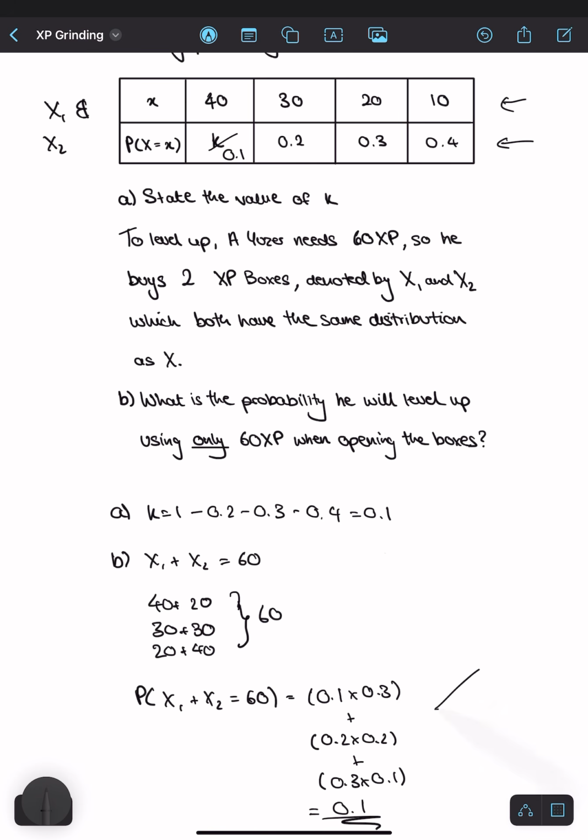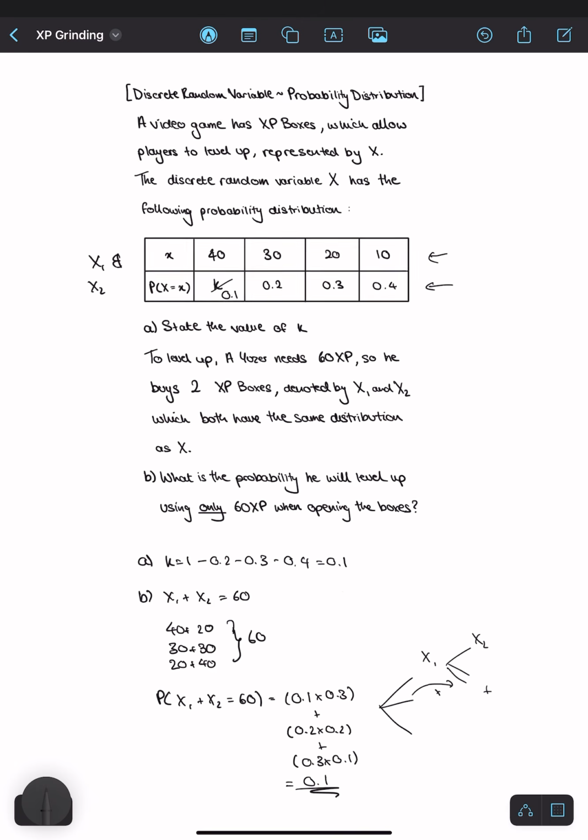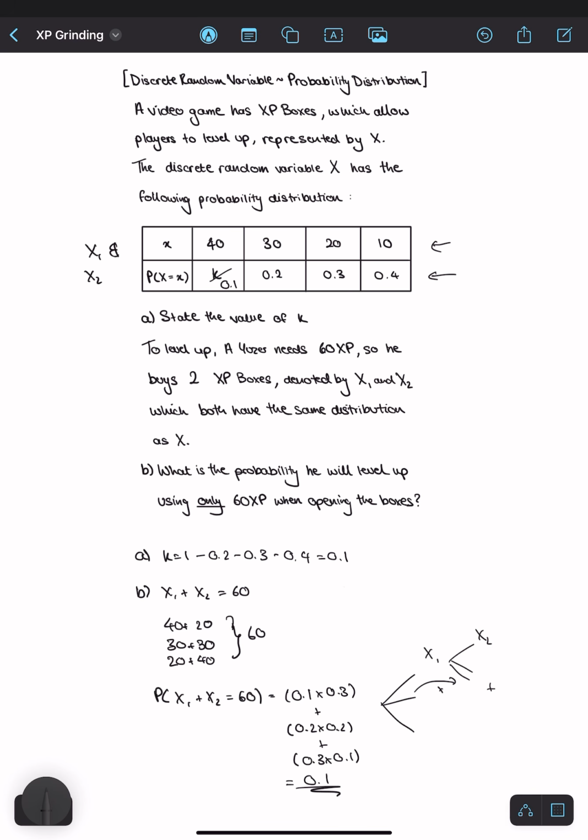You can think about it like a tree where you have X1 as your first selection and X2 as your second selection, and you multiply across the branches and you add up different outcomes. So by logicking our way through and trying to understand what the question said, that's how you do a DRV probability distribution question.